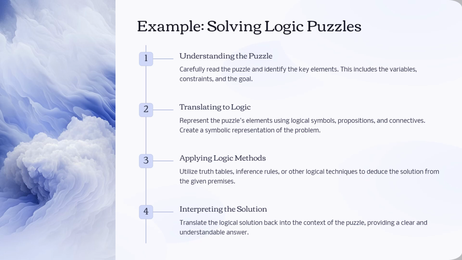First, we'll break down the puzzle, identifying all the important details. What are the things we're trying to figure out? What are the rules or clues that tell us about those things? And what's the overall goal we need to reach? Next, we'll translate those details into a logical language. We'll use symbols, statements, and connections to represent the puzzle in a clear and organized way. This is like creating a map of the puzzle, so we can follow the clues and connections more easily.